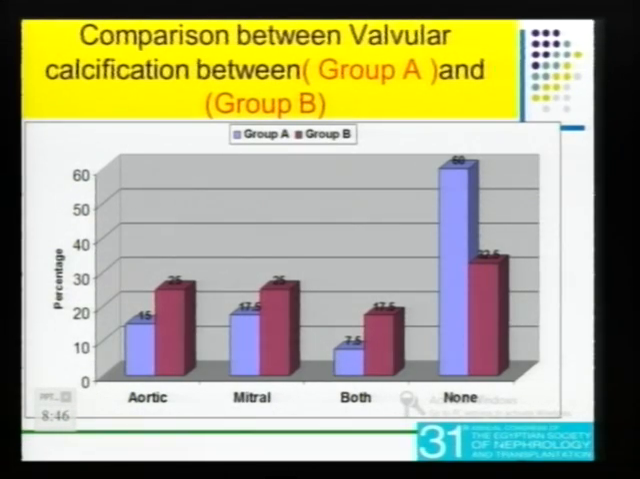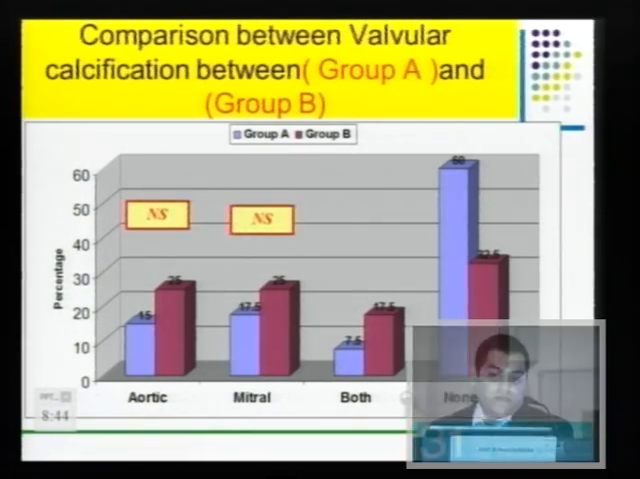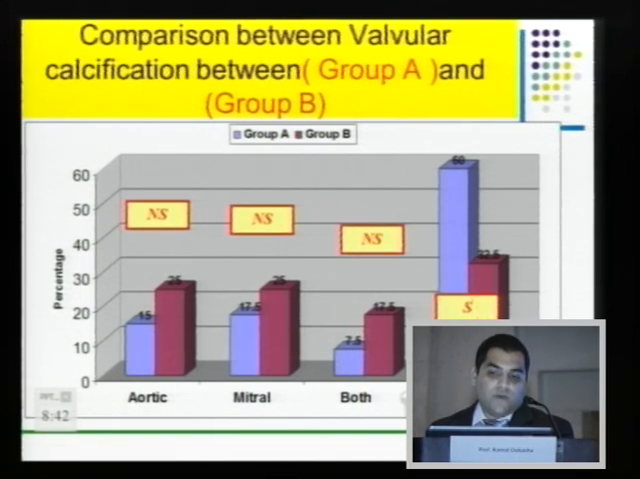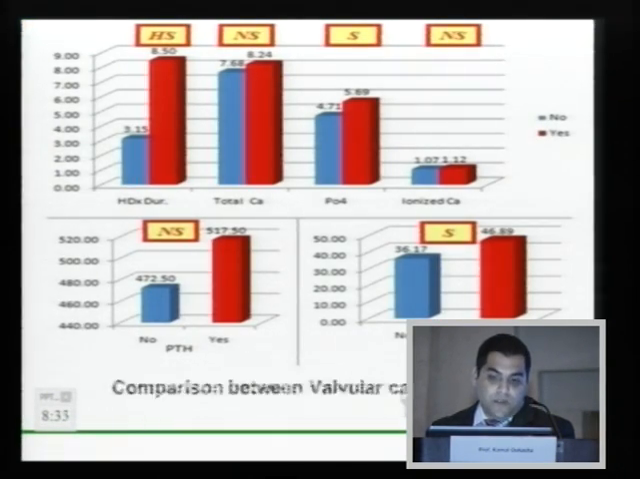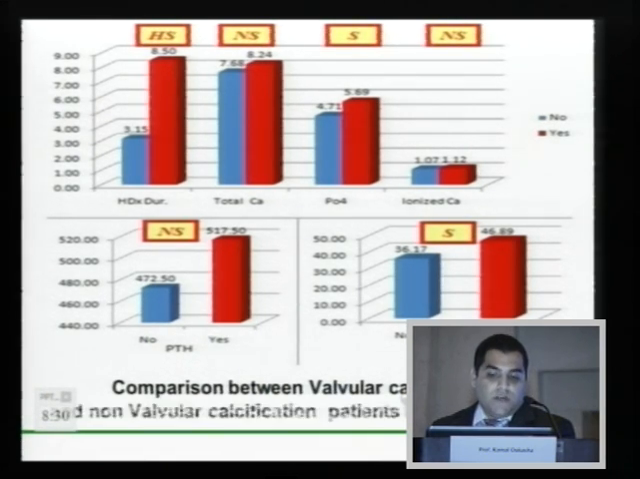Statistical analysis of these data shows that 60% of the patients in the low calcium dialysate group had no valvular calcification, and 32% of the patients in group B had no valvular calcification, around double, and this gives a statistical significance. We made a subgroup between the patients with valvular calcification and the patients with non-valvular calcification within group A.